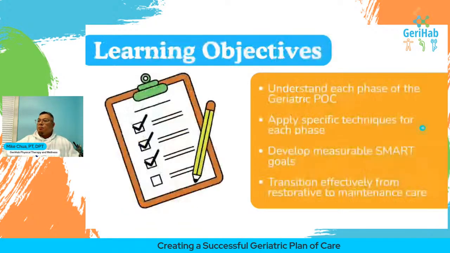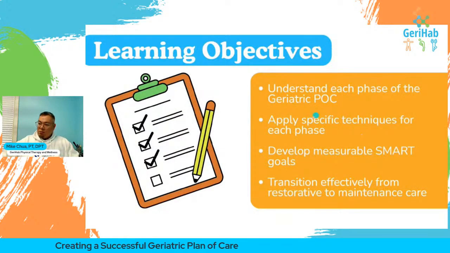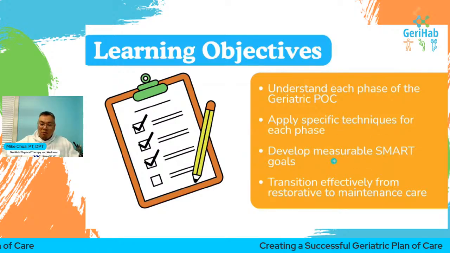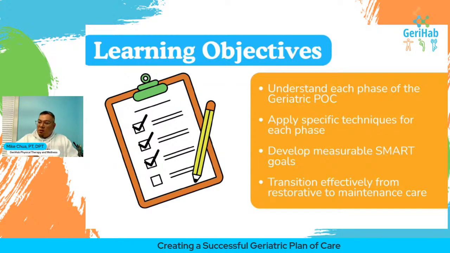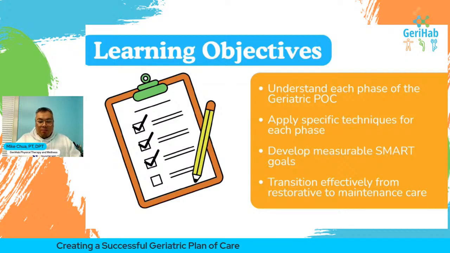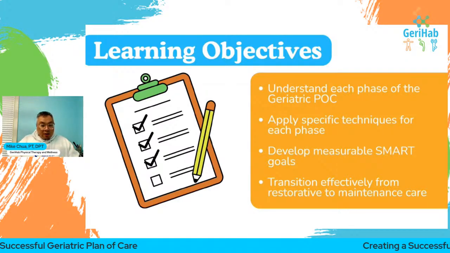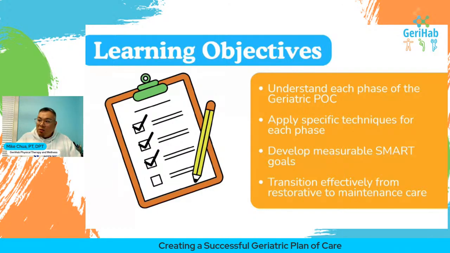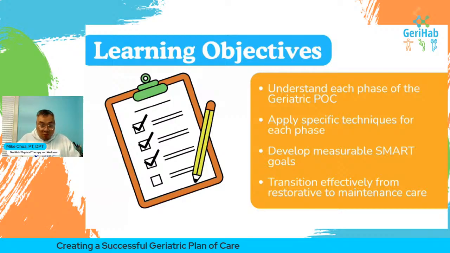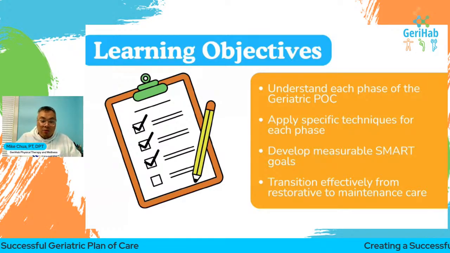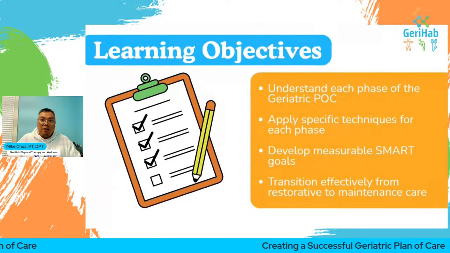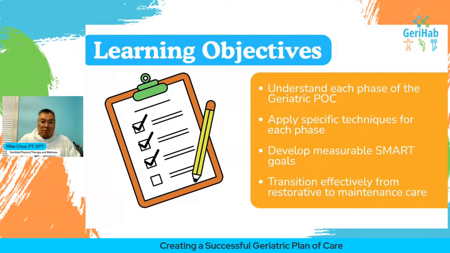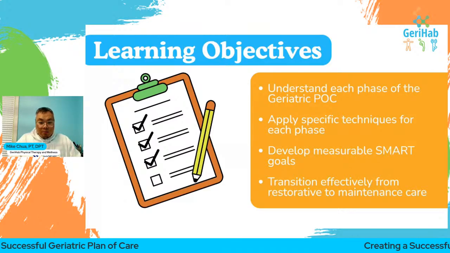Hope that makes sense. So we will have to learn how to apply those specific techniques on each phase. Of course, we have to make sure we develop measurable SMART goals. What are SMART goals? Specific, measurable, attainable, realistic, and time-bound goals. Imagine if you have a geriatric patient and we tell them, okay, let's return to sports. Medicare will not pay for a return to sport program. It has to be a functional return to previous level of function, not return to sports. It could be a good goal, right, to their baseline level.